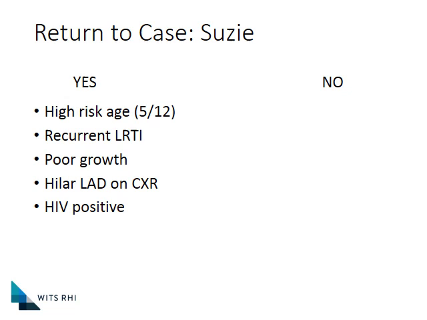She had a history of recurrent lower respiratory tract infections. She'd had various bits of antibiotics in the past. And most worryingly, she was not growing well. She was not picking up weight. The x-ray showed some hilar lymphadenopathy, and she was HIV positive, which also put her at a very high risk.